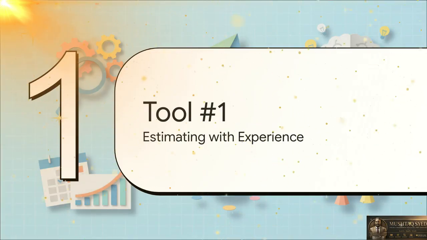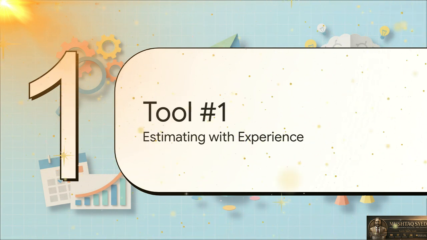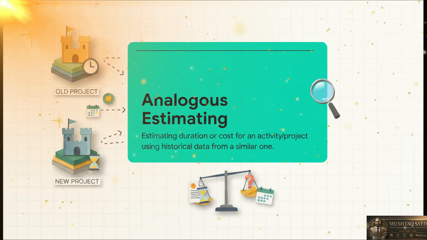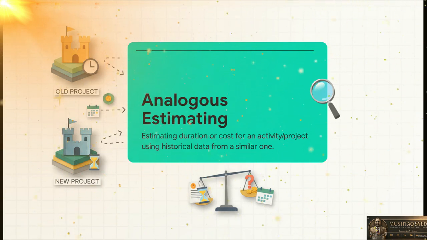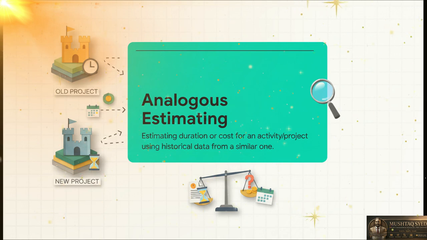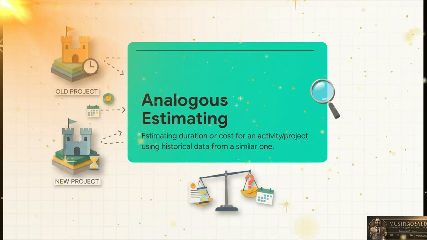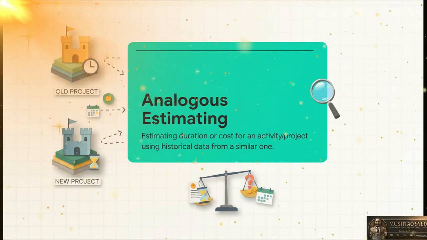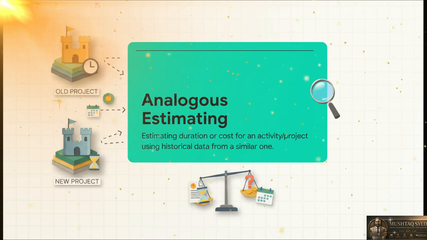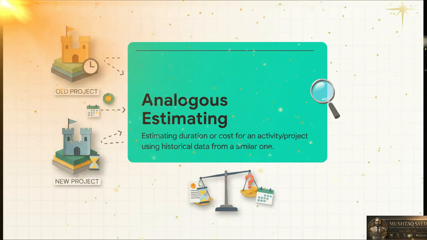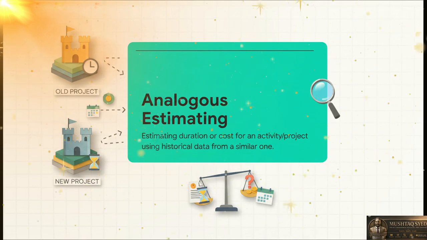Okay, our first tool is probably the one you're most familiar with. It's all about looking backward to get a sense of what's ahead. It's about using the most valuable thing you have: experience. Now this has a fancy name, Analogous Estimating. That definition comes straight from the Project Management Body of Knowledge, or the PMBOK guide, which is kind of the global standard. But all it really means is you're looking at a new project and saying, hey, this feels a whole lot like that other project we did, so it should probably cost about the same and take about the same amount of time.